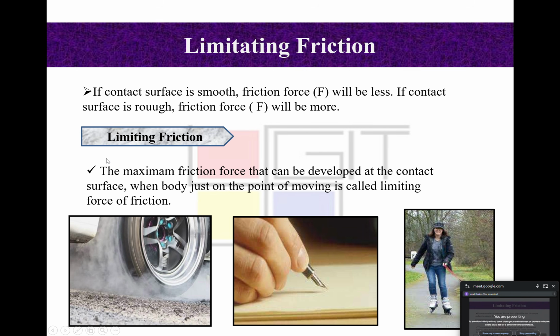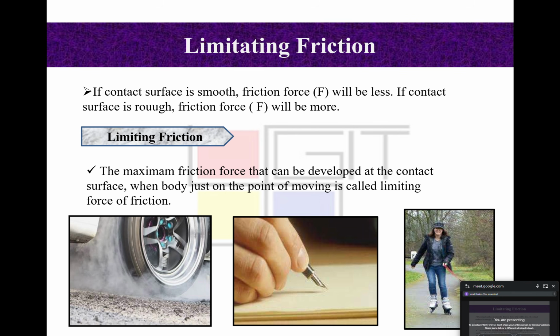So limiting friction. Limiting friction is what you call the maximum friction force that can be developed at the contact surface. Let me say that it is the maximum frictional force that can be developed at the contact surface when a body is just at the point of moving.